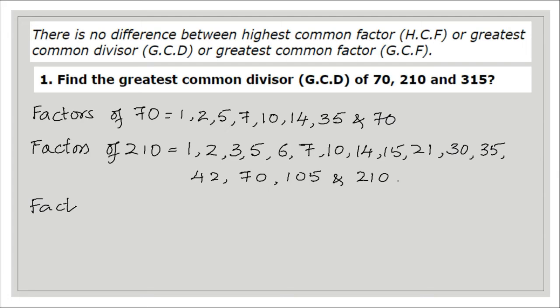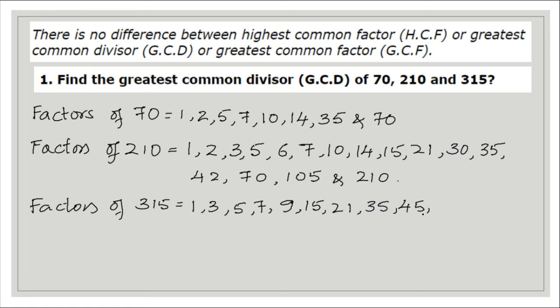The factors of 315 are 1, 3, 5, 7, it is divisible by 9, 15, 21, 35, 45, it is also divisible by 63, 105 and 315. So let me find out the common factors among these 3 numbers.